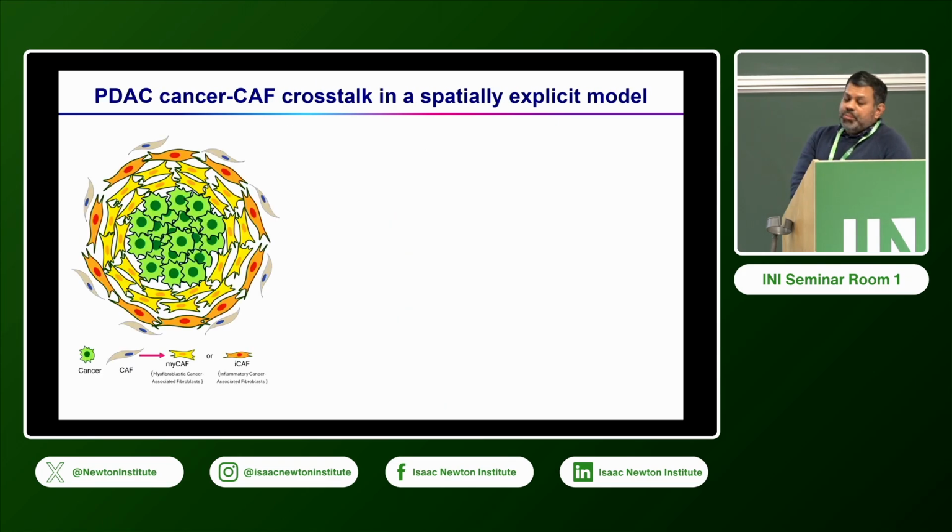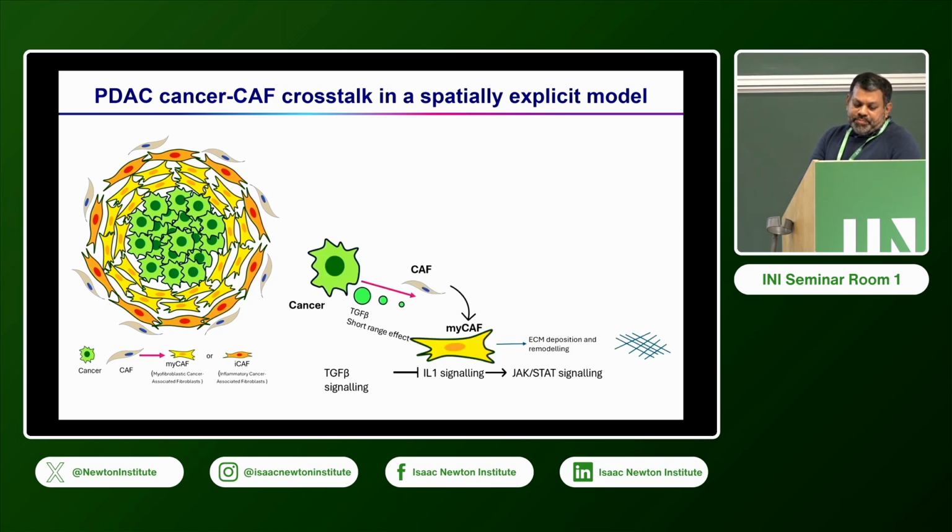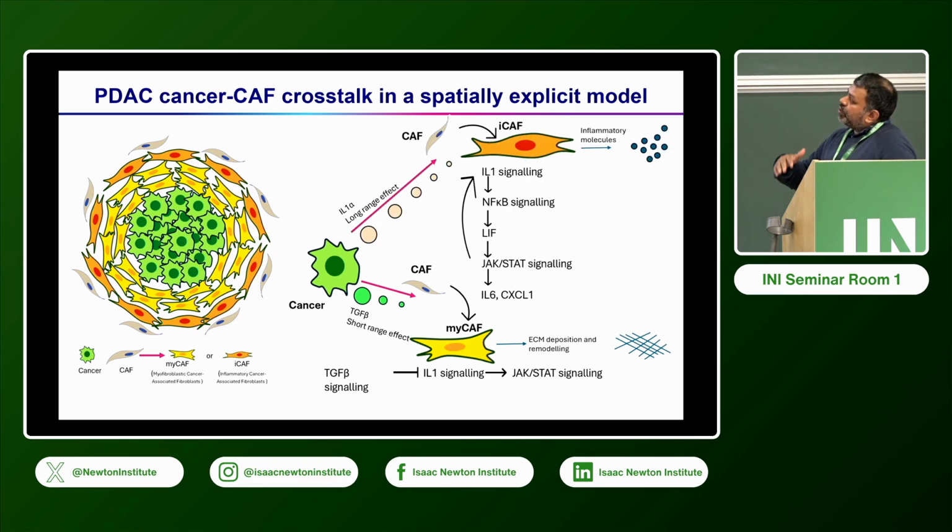Then I developed my mathematical model to understand crosstalk between cancer cells and CAFs, and also CAF differentiation into MyCAF and ICAF subtypes. From the literature we know CAFs near cancer cells differentiate to MyCAF through TGF-beta signaling molecules secreted by cancer cells, and CAFs located farther away from cancer cells can differentiate into the ICAF phenotype through IL-1 signaling molecules secreted by cancer cells.